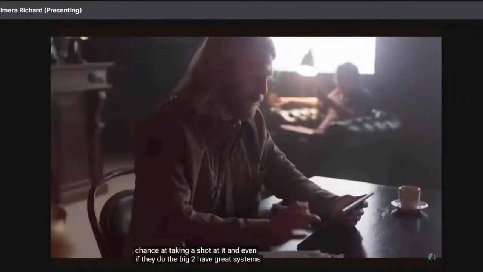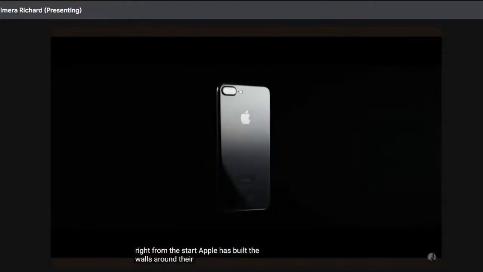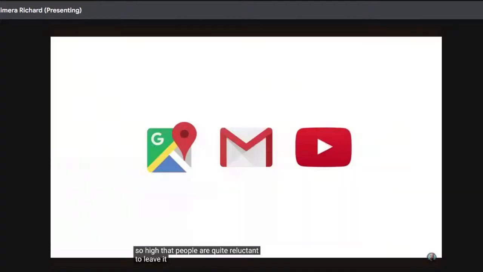And even if they do, the big two have great systems in place to block anyone's progress right from the start. Apple has built the walls around their ecosystem and brand so high that people are quite reluctant to leave it, and Google's online services have become so irreplaceable for many people that Google can make a new OS unfeasible for most consumers by simply denying quality access to their services on it, just like they did in the case of Windows Phone, for example.